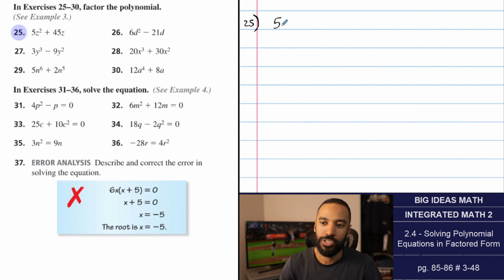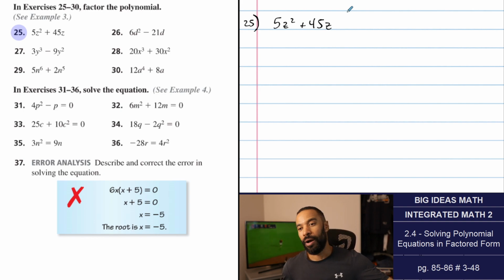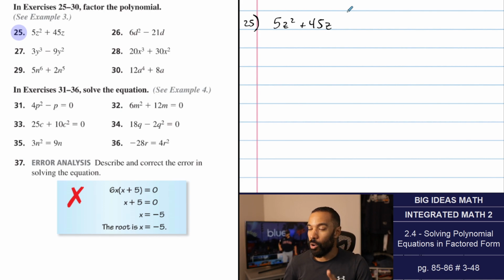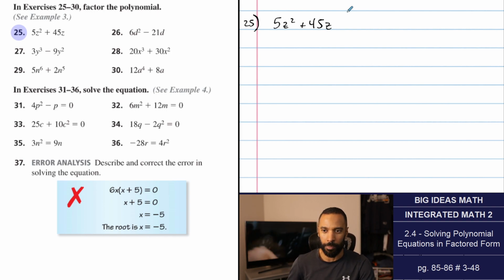So 5z squared plus 45z. Let's factor. Now this factoring, and by the way, I'll be mentioning this in future videos, so you're good, is greatest common factor. You always look for greatest common factors when it comes to factoring. It should be the first thing you look for, period, even if you do more complex versions of what factoring will become. You're going to hear me say that again in other videos. Greatest common factors first, always.